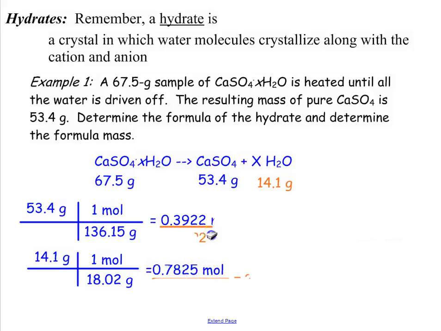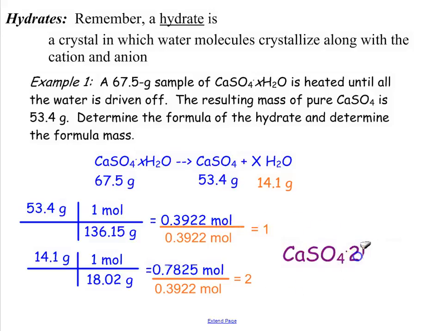I'm going to divide by the smallest, as I do with empirical formulas. And by dividing by the smallest, I end up with a 1:2 ratio, which means my formula is CaSO4·2H2O.